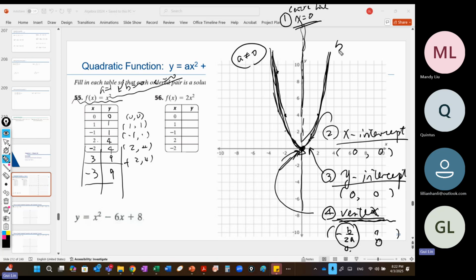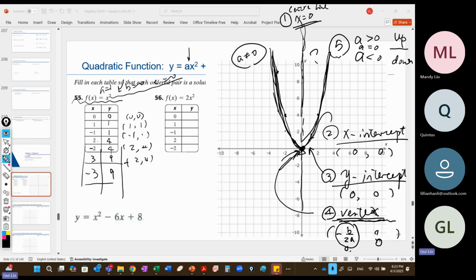So number 5, what's the most important? The cup direction. Just like Mandy said, sometimes it goes up, sometimes down. In this case the cup is up. Which number determines whether it is up or down? A. You are very right. It's based on A. So when A is greater than 0, this cup is up. Remember A cannot equal 0. When A equals 0, it's a linear line, not a cup. When A is less than 0, it's down.